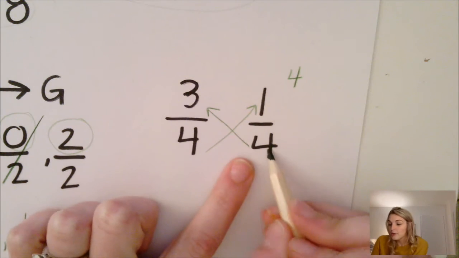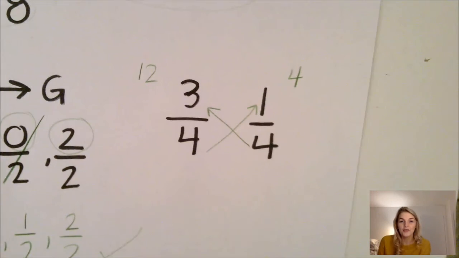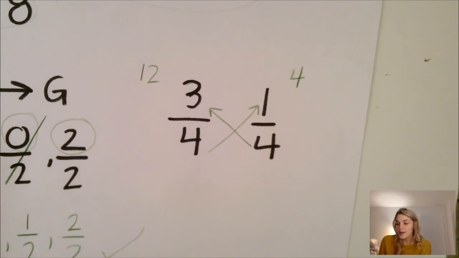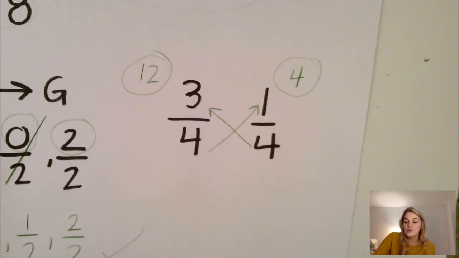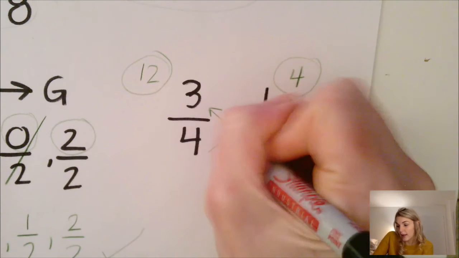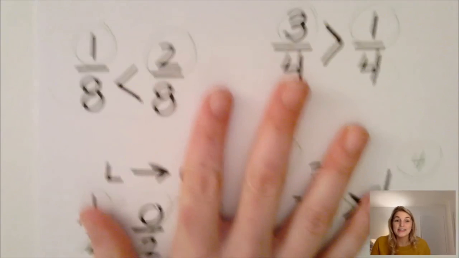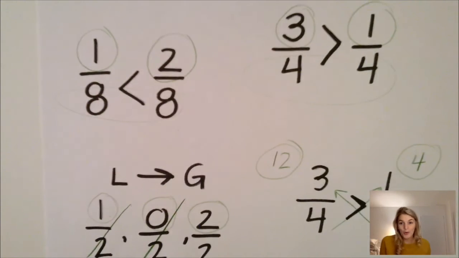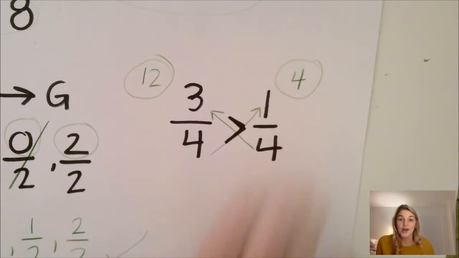Now I know that 4 times 3 is 12. So which one is bigger, 12 or 4? Well, I know 12 is bigger, so this is going to be the greater fraction. So when you're working today, just remember the most important thing for this lesson is if you have the same denominator, all you have to do is look at the numerator. But if you want to give yourself a challenge and try to cross multiply, that works too to help you solve.